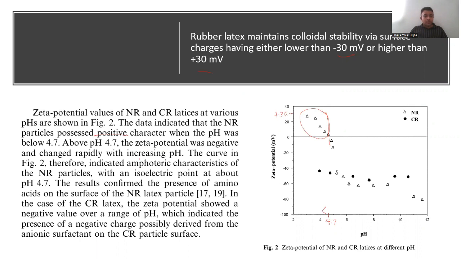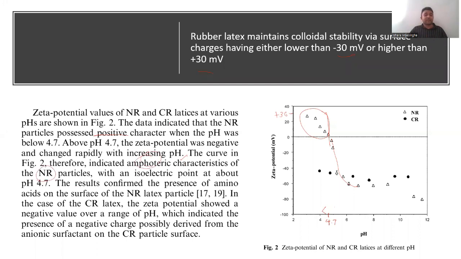Okay. Then above 4.7 zeta potential was negative and changes rapidly with increase in pH, right? So beyond this, the zeta potential is negative, and when you increase the pH, it changes rapidly. Then the curve in figure 2 therefore indicates the amphoteric characteristic of NR.